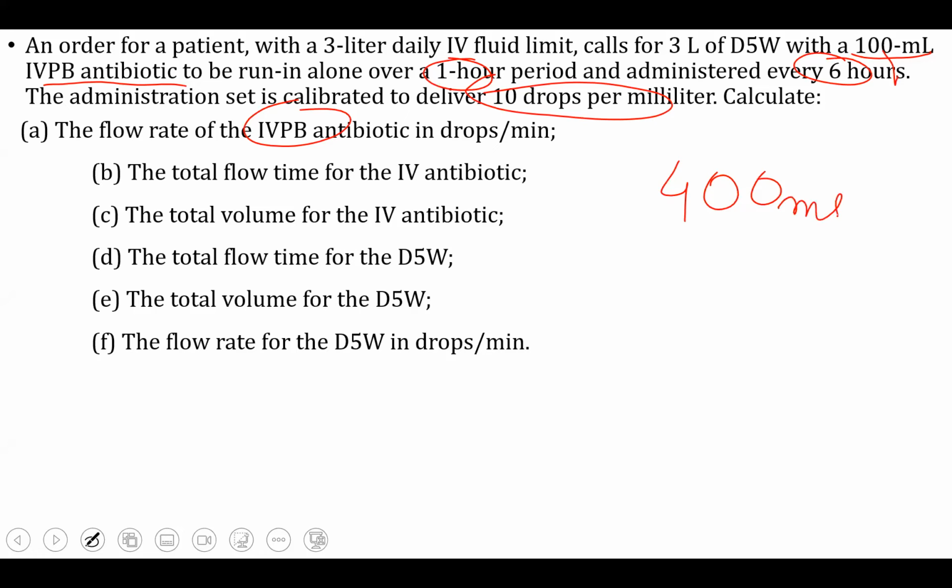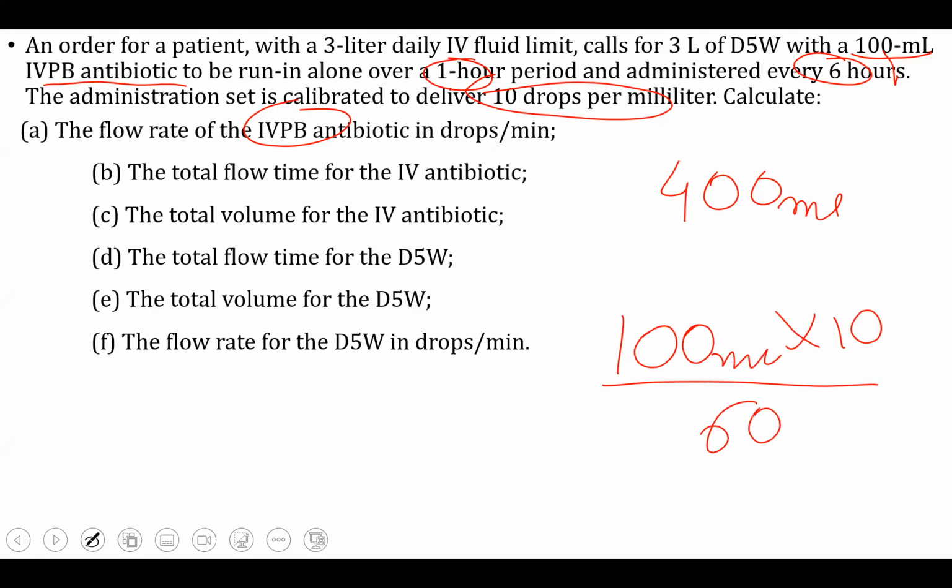But again, for an individual 1 hour, you are injecting 100 ml, drops per ml, 60 minutes. Correct. So in 1 hour, you are injecting 100 ml with the drip set, and that's how you do the calculation of flow rate.